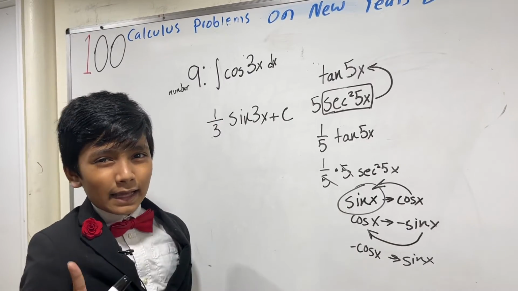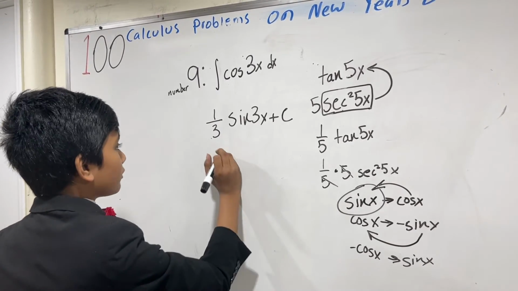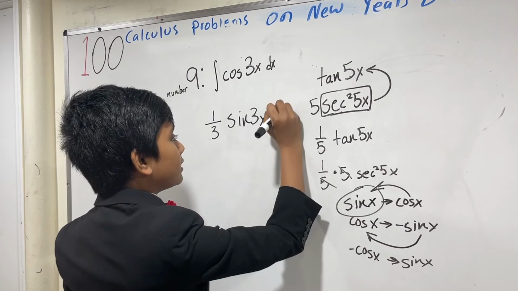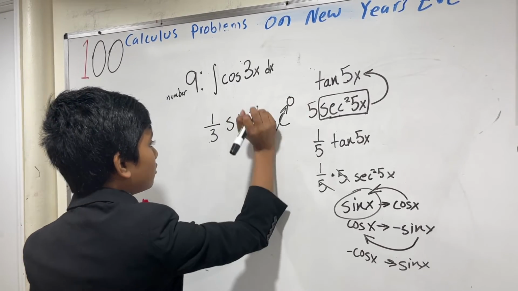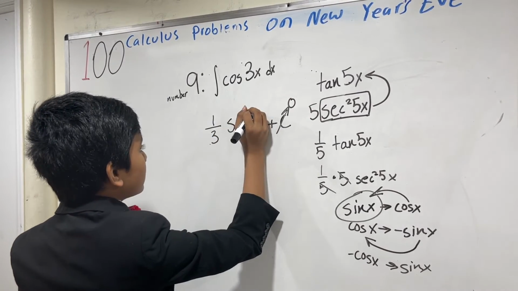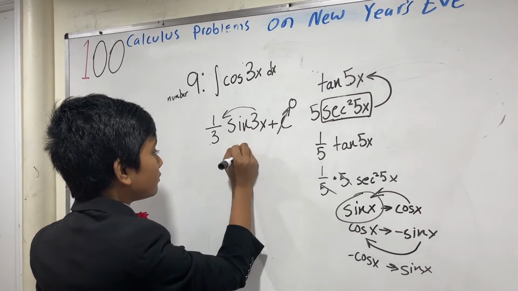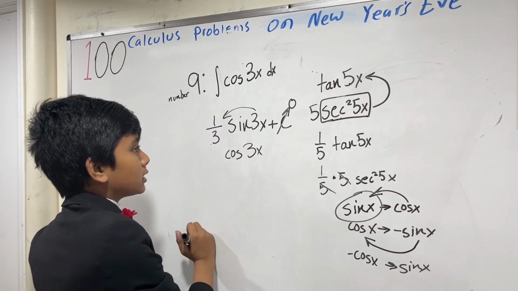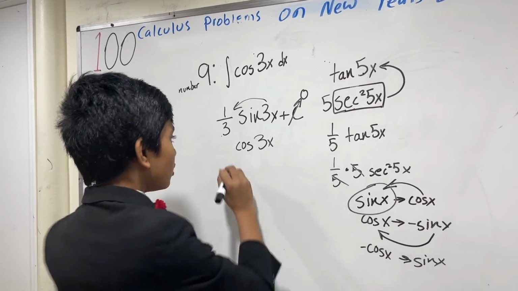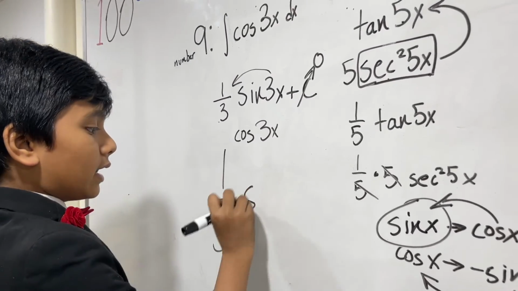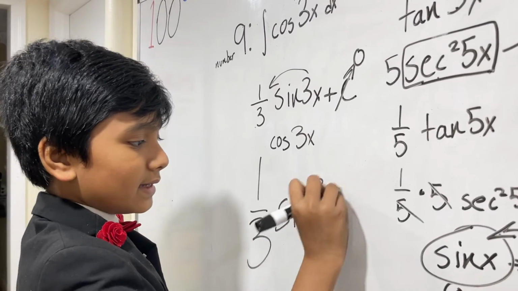And just to test, if we take the derivative of this, then we can see that this c goes to 0, and this 3 gets carried over via the chain rule, so it reverts back to its original form, cosine 3x. That's the answer, 1 over 3 sine 3x plus c.